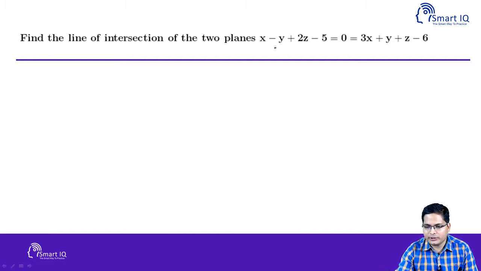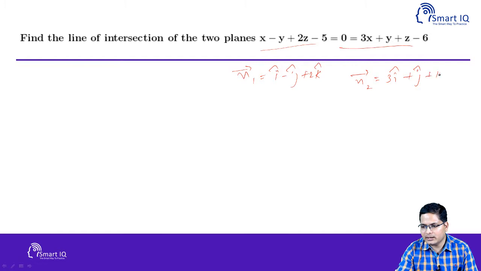Whenever this question is asked, find the line of intersection of planes, first find whether they are parallel or not. So what is the normal vector for the first plane? It is i cap minus j cap plus 2 k cap. What is the normal vector for the second plane? It is 3 i cap plus j cap plus k cap.